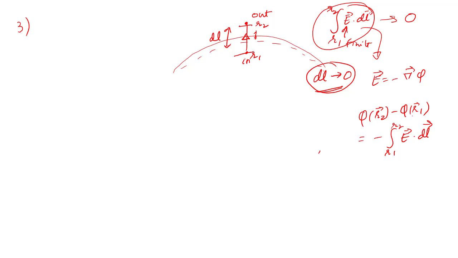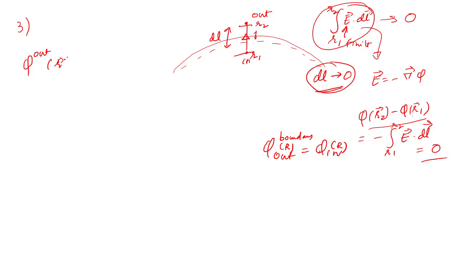And E is finite, E is not infinity, E is finite everywhere. So this product of E dot dl would go to 0 if I make dl very small. So from that argument, we can see that this should be 0, or phi outside should be equal to phi inside at the boundary, right? So at the boundary, we have phi out of R should equal phi in of R, because the difference between those potentials is 0.